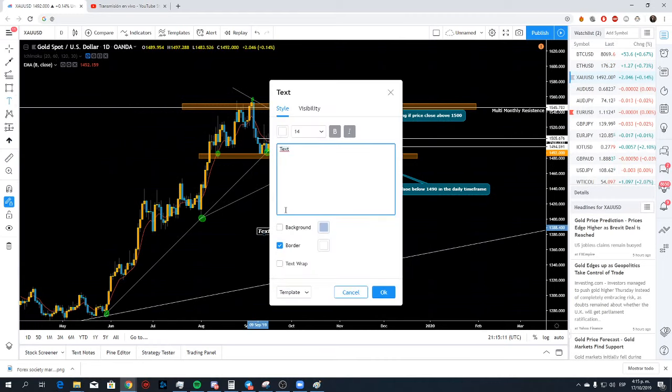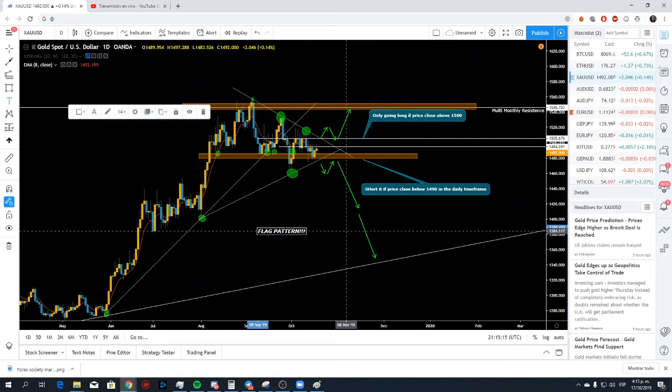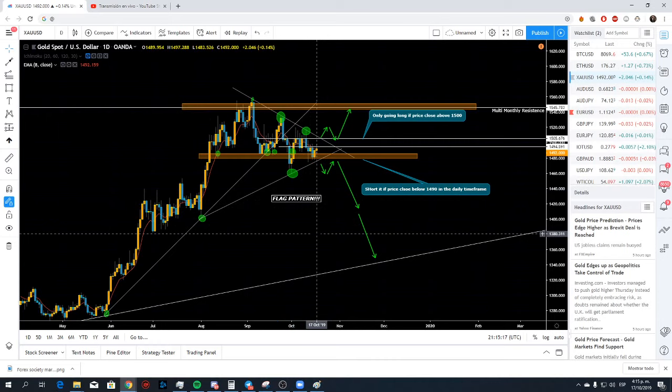Let's type in flag pattern. Okay, guys, that's it. Yeah, lower lows recently. Making lower highs and lower lows. Yeah, it is making lower lows and lower highs, but sometimes that's how bullish works.